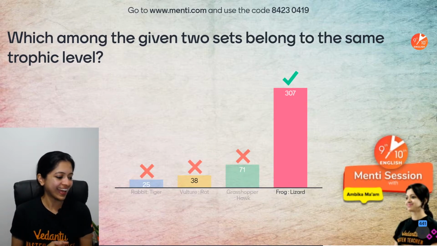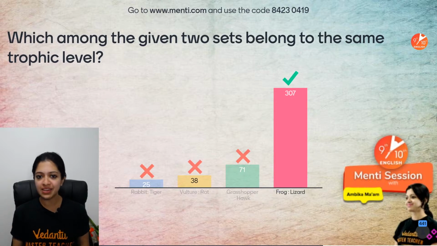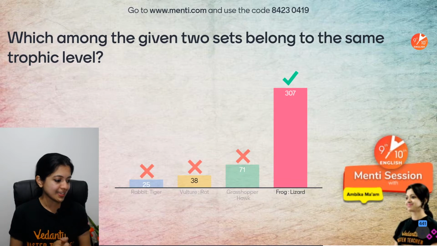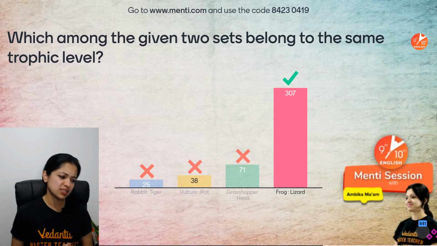Okay. So rabbit, tiger, definitely not. Vulture and rat, definitely not. Vulture can eat up the rat. Grasshopper and hawk, no, absolutely not. But frog and lizard, quite possible. Because a frog doesn't eat a lizard, nor does a lizard eat a frog. Normally, right?